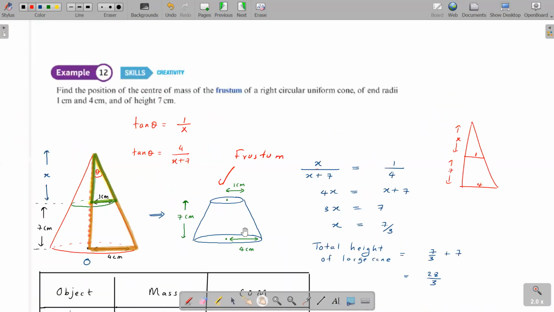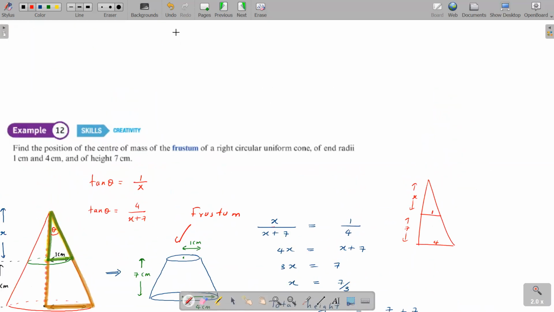Do you want me to complete that? So in that case, I get 1 over x equal to 4 over x plus 7. So I get x plus 7 equal to 4x. So 7 equal to 4x minus x, which is 3x. x equals 7 over 3. All right, guys, clear? That's the x value, that's the height.